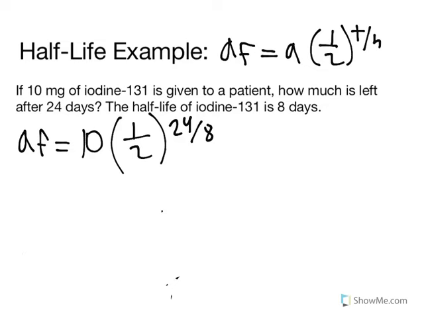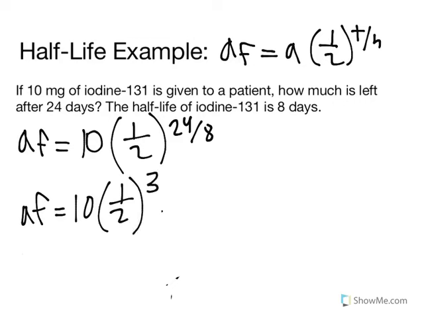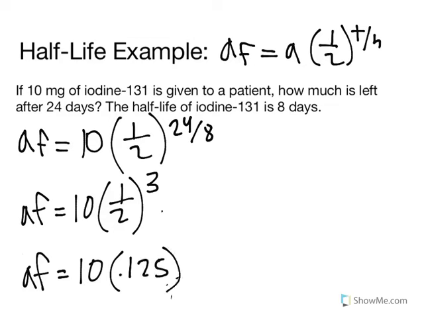So to solve, we'll start with simple things that we know, such as the fact that 24 divided by 8 equals 3. We can also say that 1/2 to the third power equals 0.125. Lastly, you have to times by 10, which would move the decimal point 1 to the right and give us our final answer of 1.25 milligrams. And that's our final answer.